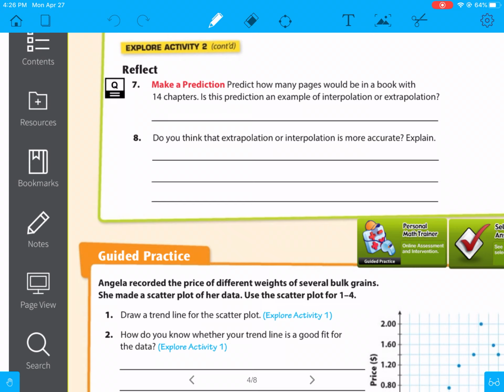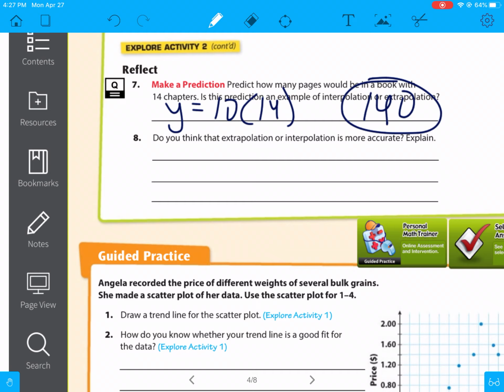Predict how many pages would be in a book with 14 chapters. If you use your y equals 10x, y equals 10 times 14. So there would be about 140 pages. Now, do you think that's extrapolation or interpolation? That is interpolation, because it is included in that original data set.